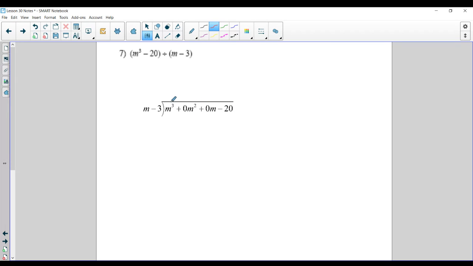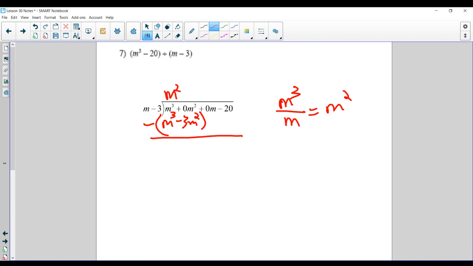The process for this is the same. I'm going to do first term divided by first term. So m to the third divided by m is m squared. Write that at the top. Multiply that to both of these terms. Subtract the 2 lines, and then bring the next term down. So m to the third minus m to the third is 0. 0 minus negative 3 would be positive 3. Bring the next term down.